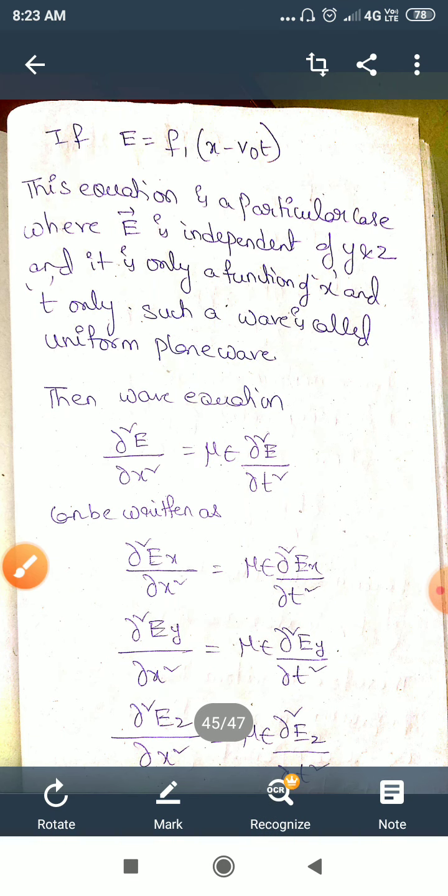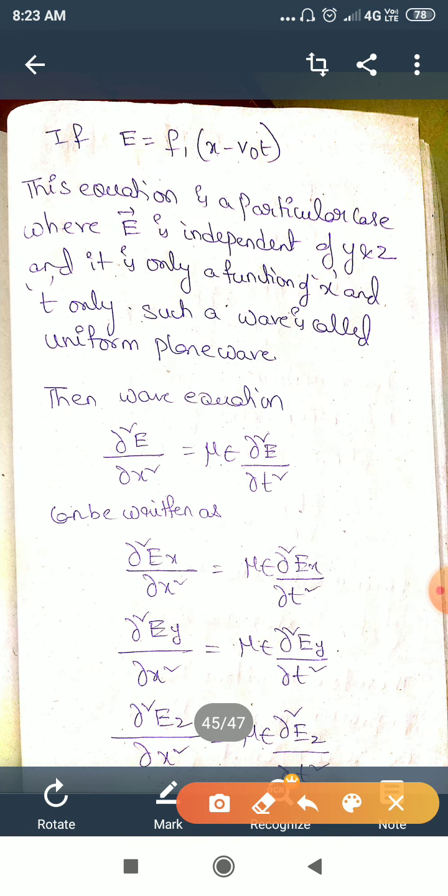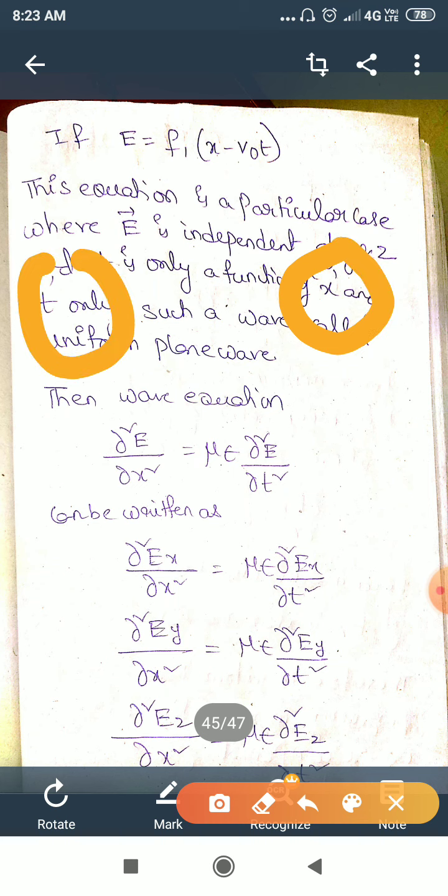So if we look at the equation of f1, what does it consist of? It is dependent on two variables, that is x, the direction in which the wave is propagating, and time t. Such a wave is called a uniform plane wave. Remember, this is very important. Where E is independent of y and z and is a function of only x and t, that particular wave is called a uniform plane wave.